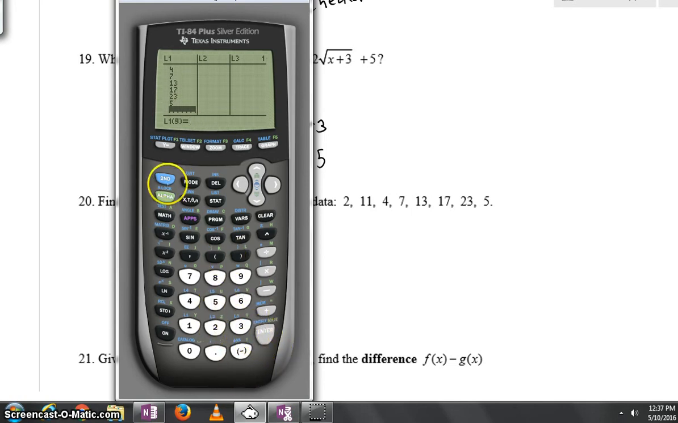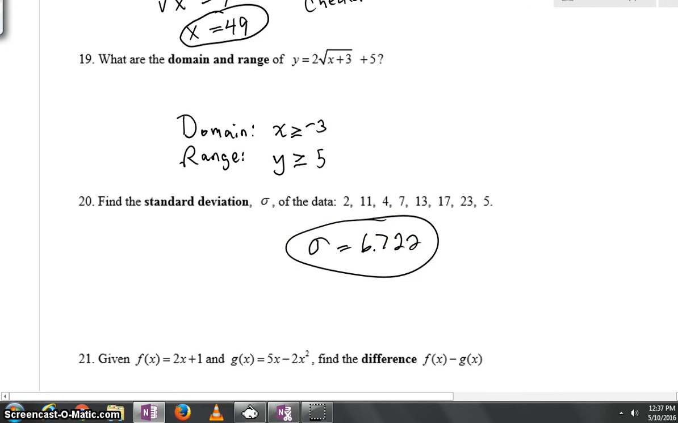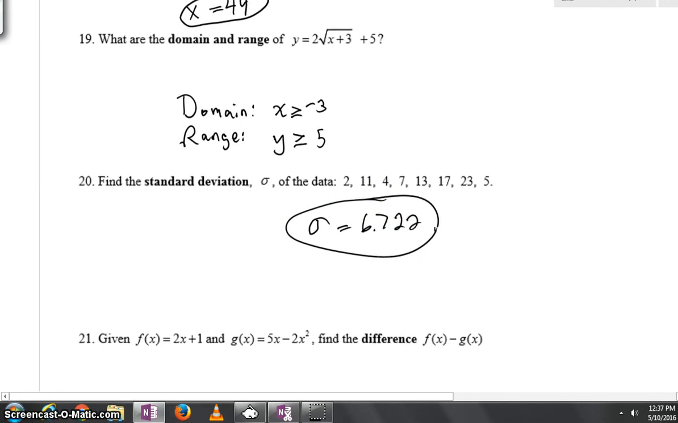And now what? Well, go to your home screen, press Stat, go to the right to go to Calculate. We're going to press 1 for one variable statistics. Just hit Enter 3 times. And sigma, which is our standard deviation, would be about 6.722. So the calculator does all the work for us. And again, this is a measurement of how spread out our data is.